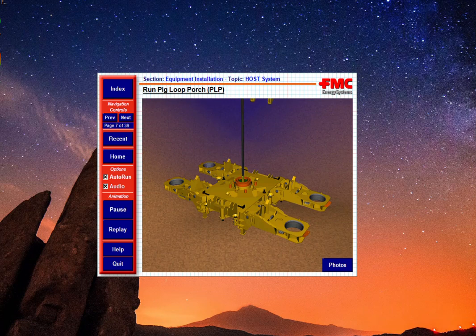The pig loop porch or PLP structure is lowered to the seafloor on a sling-type running tool. It is positioned over the host and lowered into the hinge receptacle by a downline.